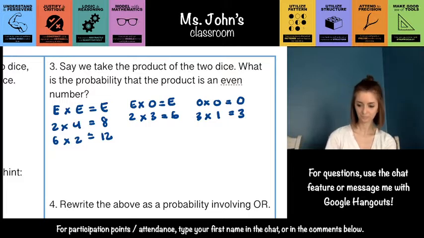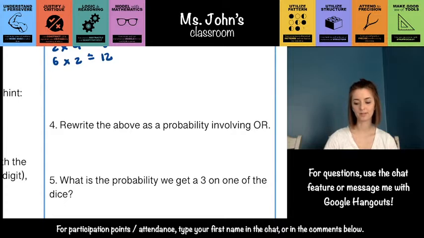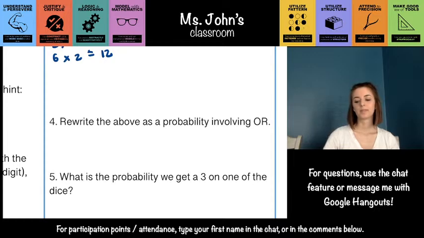So this seems like a pretty hard thing to calculate, right? Because we have 2 different dice of different numbers of outcomes. So here's what we're going to do. We're going to actually go down to number 4. It says rewrite the above as a probability involving or. So with that in mind, what we're actually calculating here is the probability.